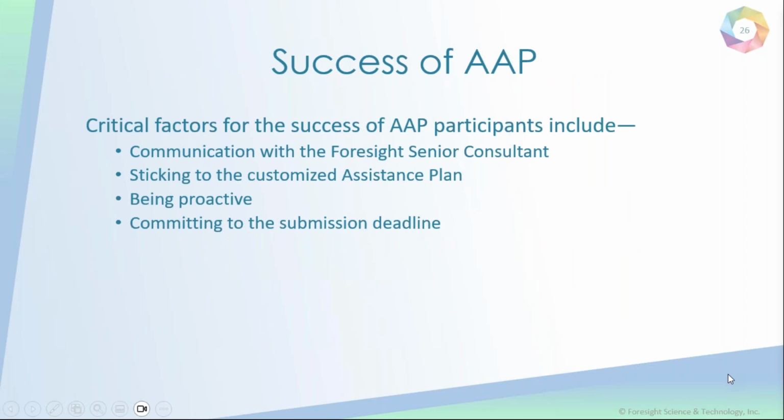And again, success of this program depends on multiple factors. I think very critical is a good rapport with your Foresight senior consultant. It is critically important to stick to customized assistance plan and schedule of your interactions, whether phone calls or Zoom meetings or things like this. Be proactive. If you have questions, don't leave them for the very last moment. Contact your consultant, contact Foresight, contact NIAID SBIR office. So this is also very important.